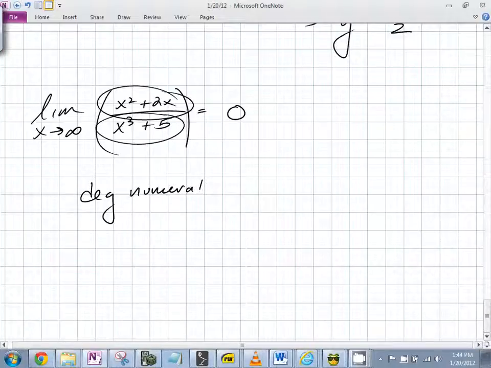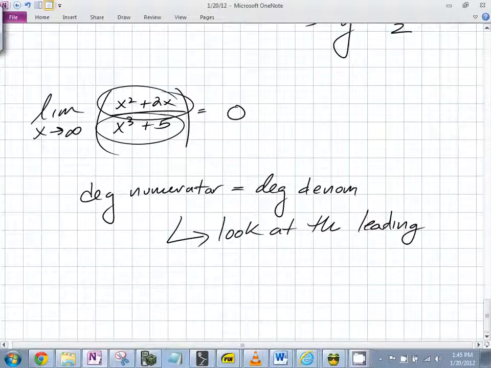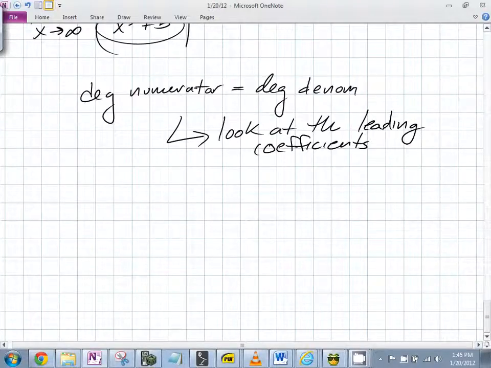Look at the leading, you said it over there, leading what? Coefficients, yes. Sorry, the tablet's being a little cranky, but if the degree of the numerator is less than the degree of the denominator, so if the degree of the top is less than the degree of the bottom, what's the horizontal asymptote? Y equals 0. Done. That's all you need to remember.